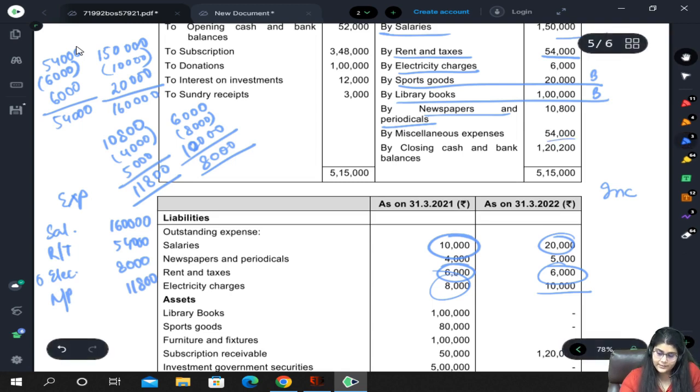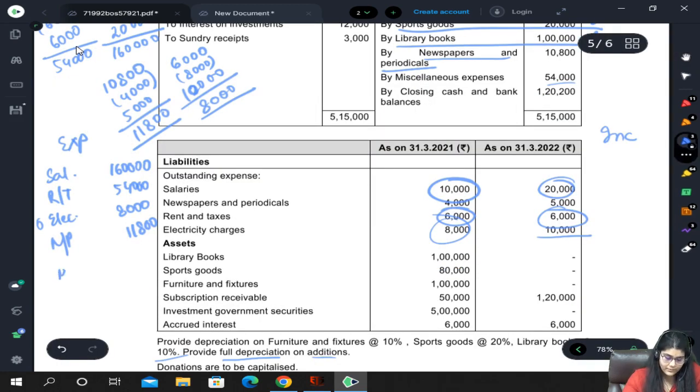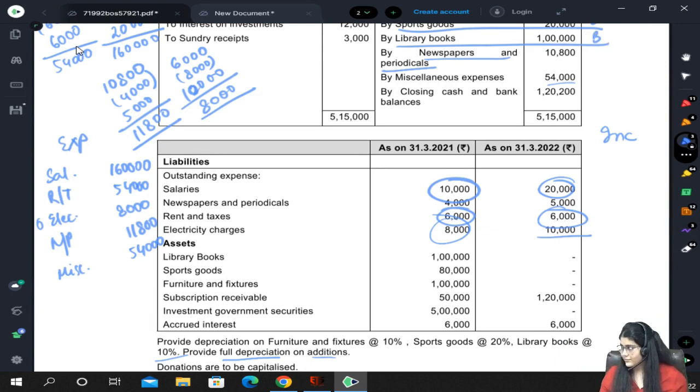Miscellaneous expenses is 54,000. Okay. So salaries, electricity charges, rent and taxes, newspapers and periodicals, miscellaneous expenses, all of these are done.